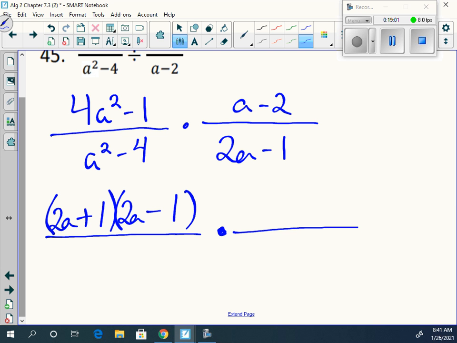Since 4a squared minus 1 is on top, it's going to stay on top. Because we only flip the second one, we don't flip the first one.